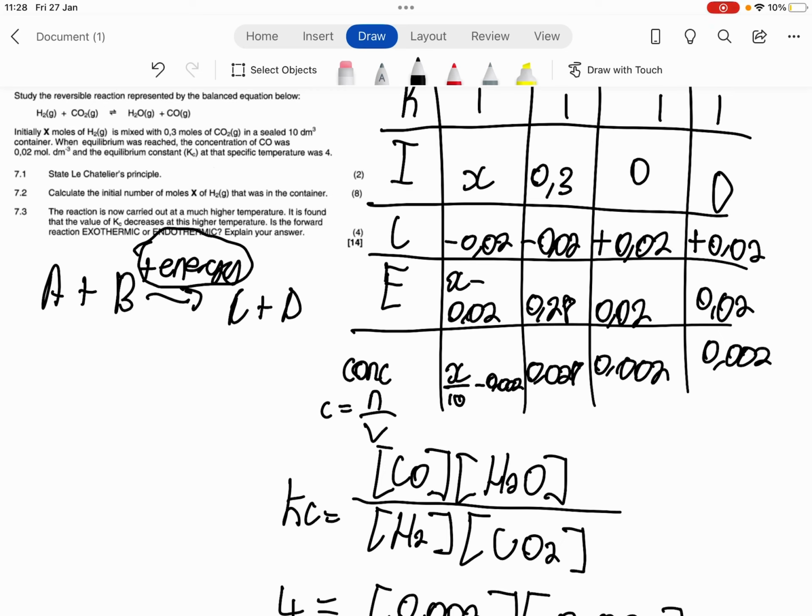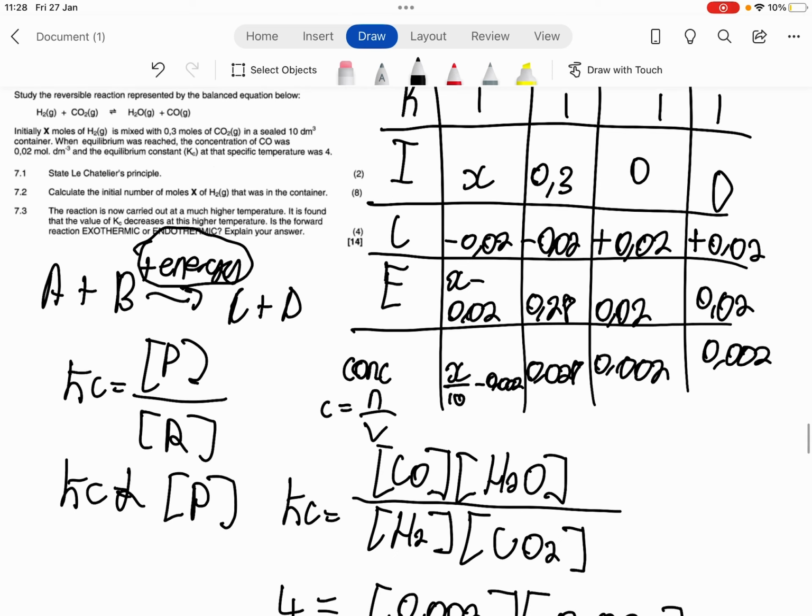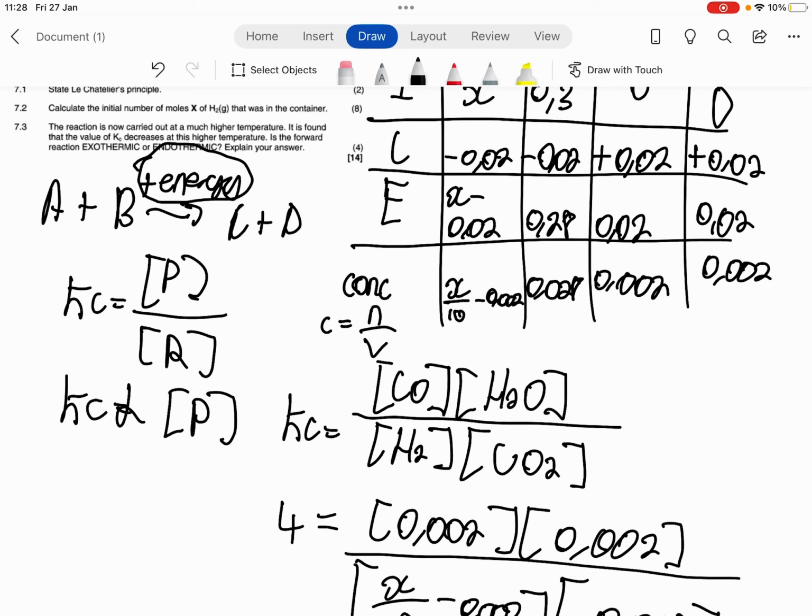Okay, and they further went to say that it is found that the value of Kc decreases at this temperature. And if the Kc decreases, we know that Kc is the concentration of the products over the concentration of the reactants. So it's directly proportional to the products. If Kc decreases, that means the concentration of the products decreased. And the only way the concentration of the product will decrease is if the product is now being used to form the reactants. So the reverse reaction is taking place.